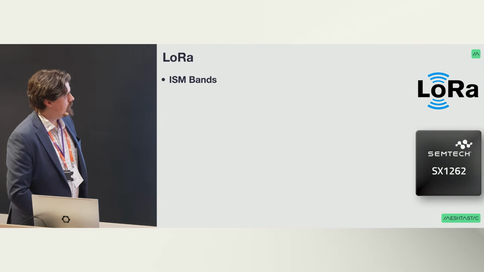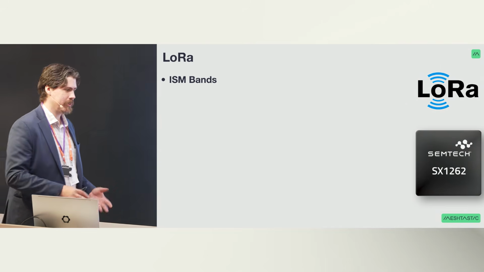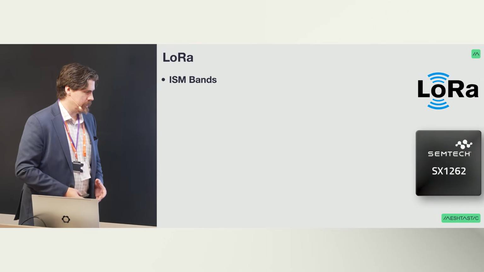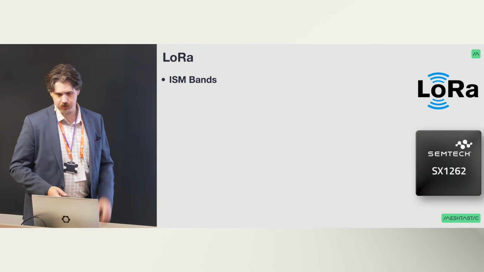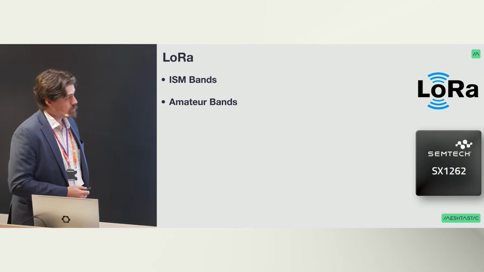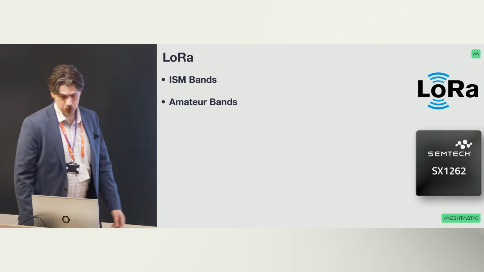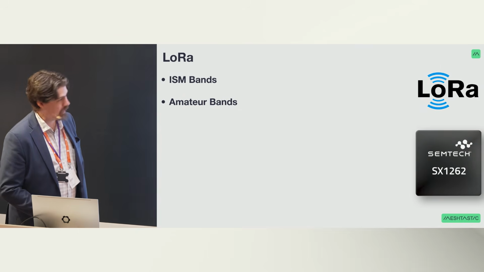It runs over the ISM bands. That's industrial, scientific, and medical. In the United States, that's like 915 megahertz. Here in Europe, it's 868. It can also run on the 2.4 gigahertz. It also runs on amateur bands. So if you're a ham radio operator, you can use Meshtastic as well in the ways that hams like to play with things.